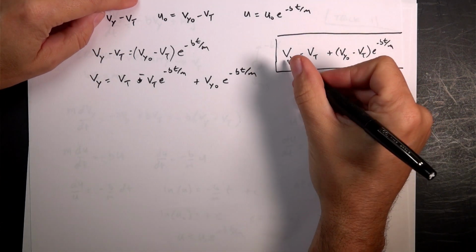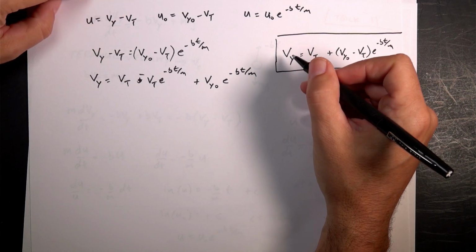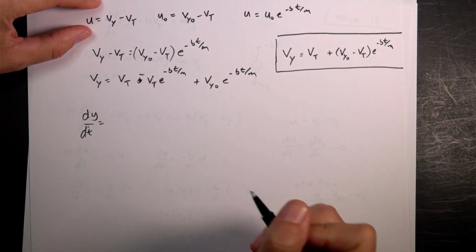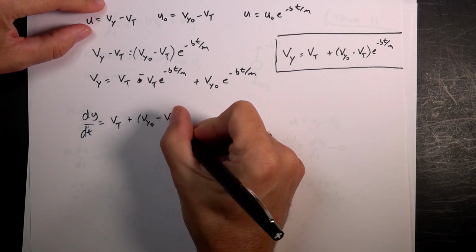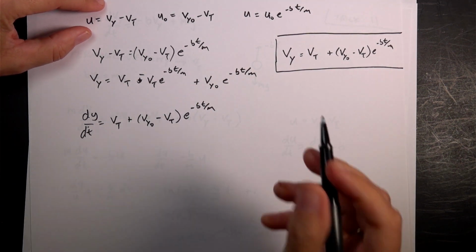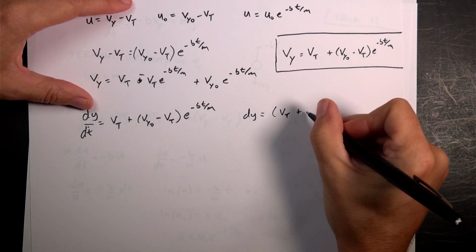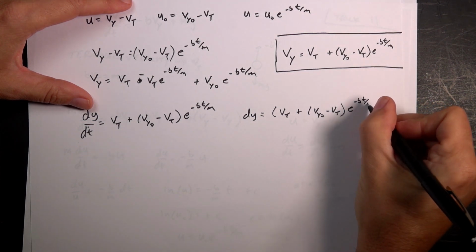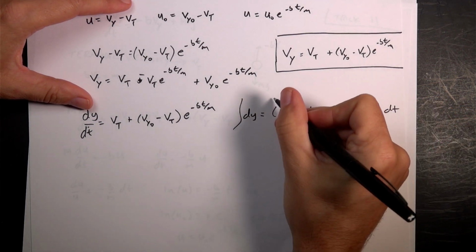Okay, so now we can do the same trick. I can define v in terms of y. So I'm going to say dy/dt equals vt plus (vy0 minus vt) e to the negative bt over m. Then I can multiply both sides by dt, and I get dy equals [vt plus (vy0 minus vt) e to the negative bt over m] times dt. Now I can integrate both sides.